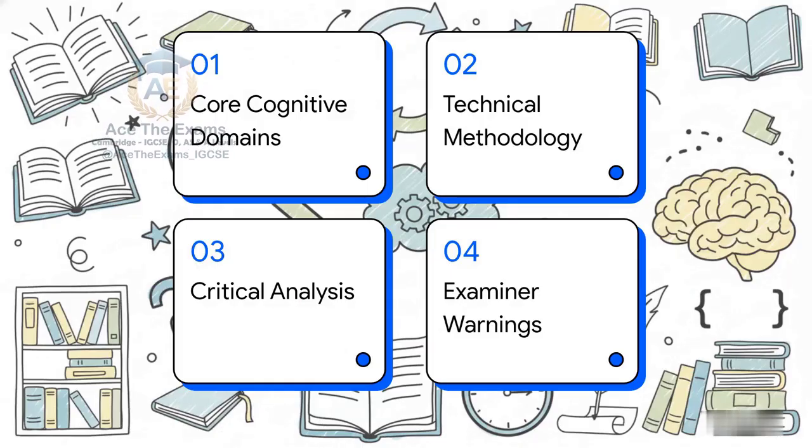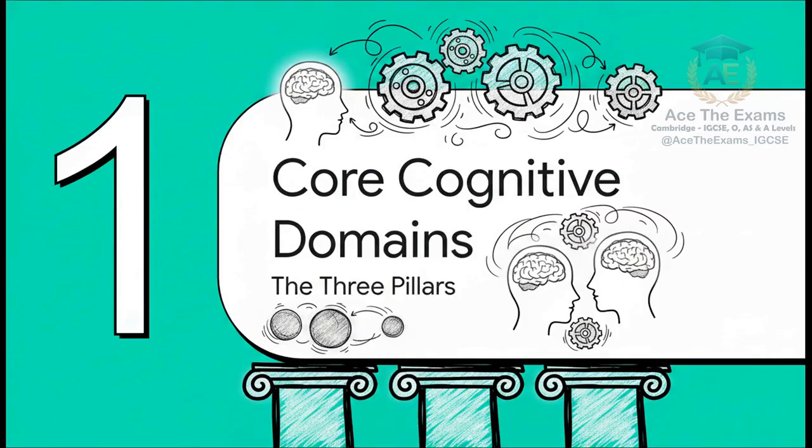To secure a unanimous verdict for those top marks, we're going to follow an examiner's mindset blueprint. Think of this as our trial strategy. 1. Core cognitive domains. 2. Technical methodology. 3. Critical analysis. And 4. Examiner warnings. Let's build the case. Section 1. Core cognitive domains, the 3 pillars.